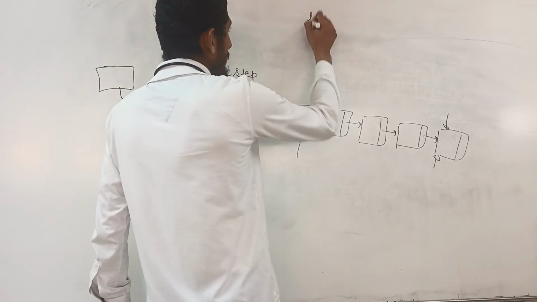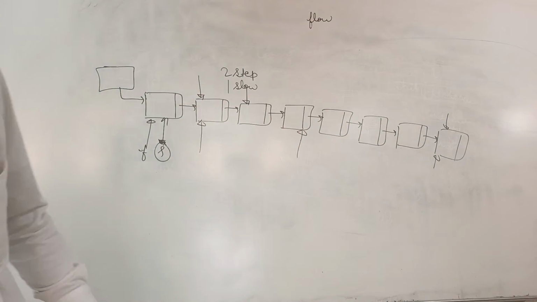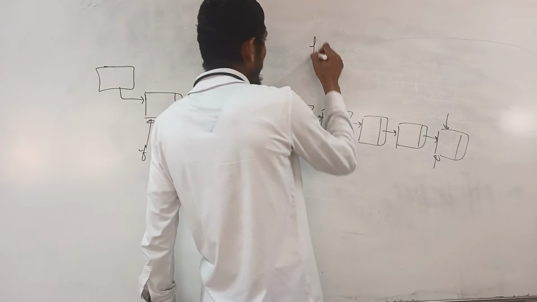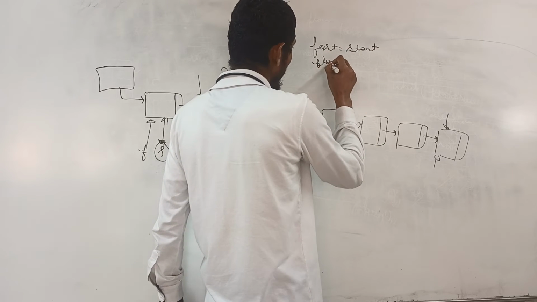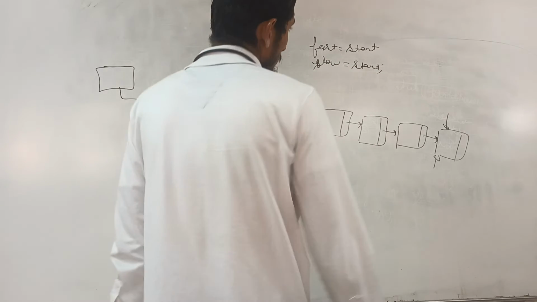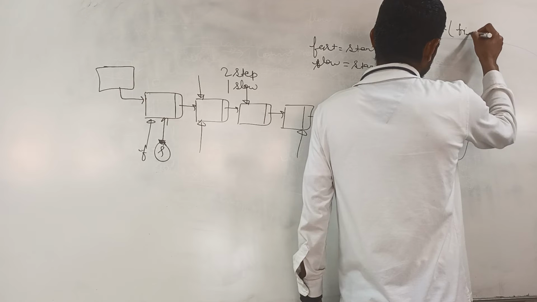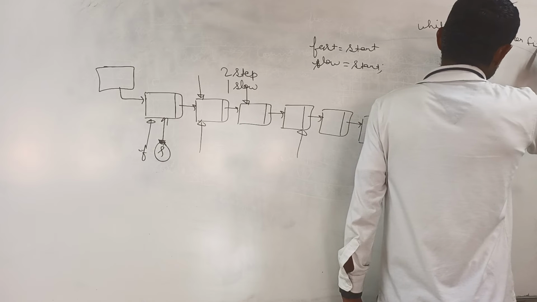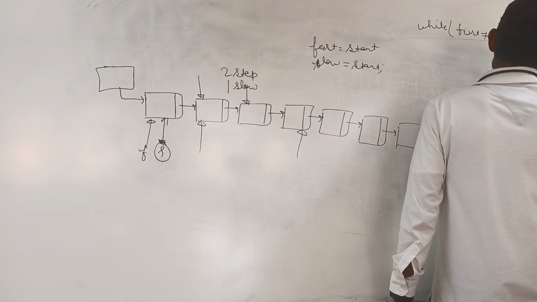First of all, we have two pointers. The first one is fast and the second one is slow. Fast equals start and slow equals start. So we have taken two pointers. Okay, let me apply the while loop. While fast not equal to null and fast dot next not equal to null.